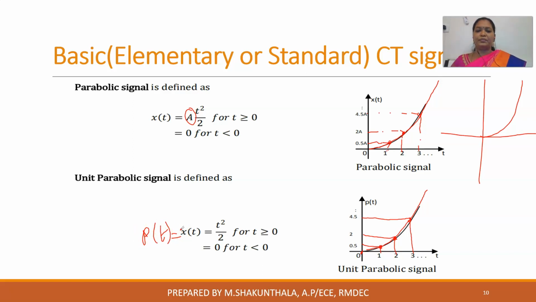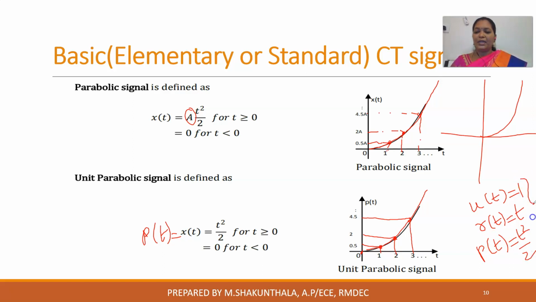So unit step signal is denoted by u of t. The value is 1 for t greater than or equal to 0, and the ramp signal is given by r of t. The value is t. Parabolic signal is denoted by p of t. The value is t square by 2.